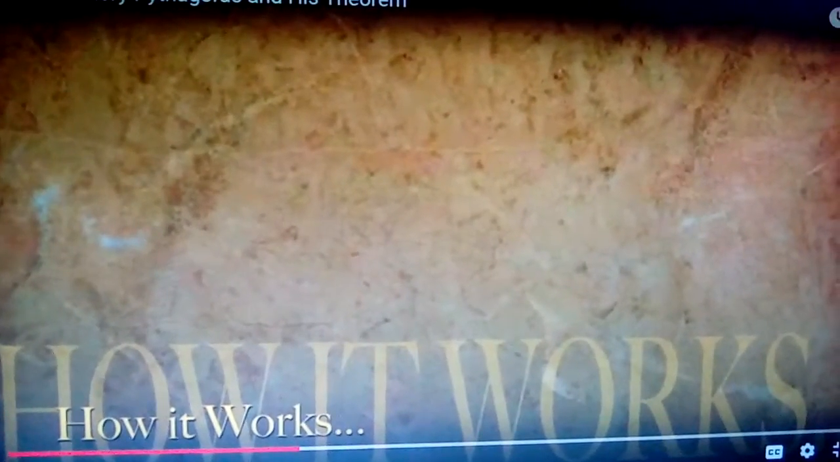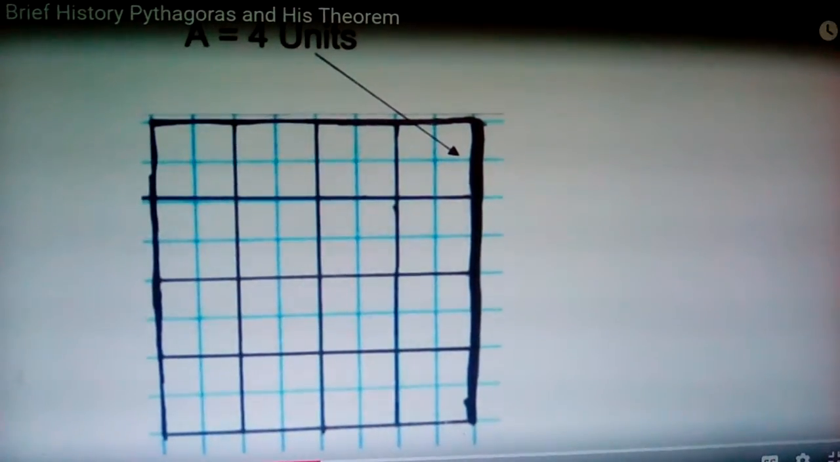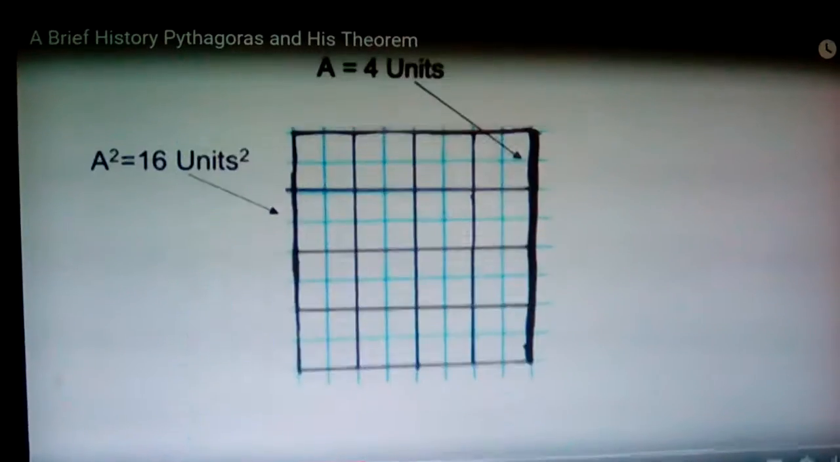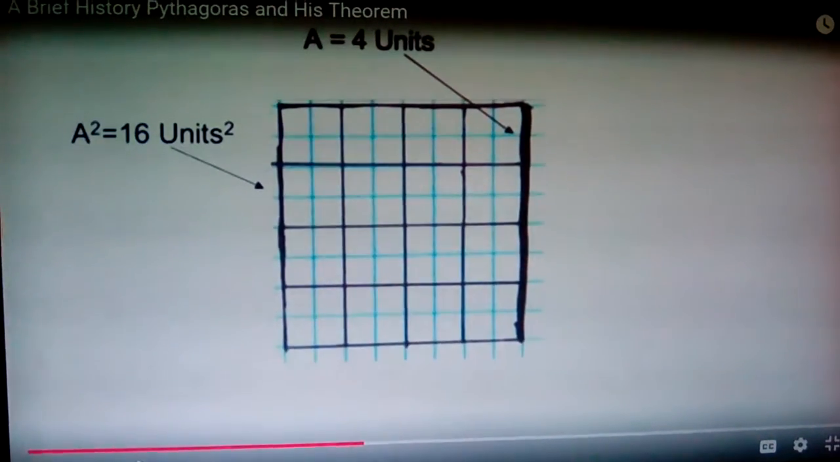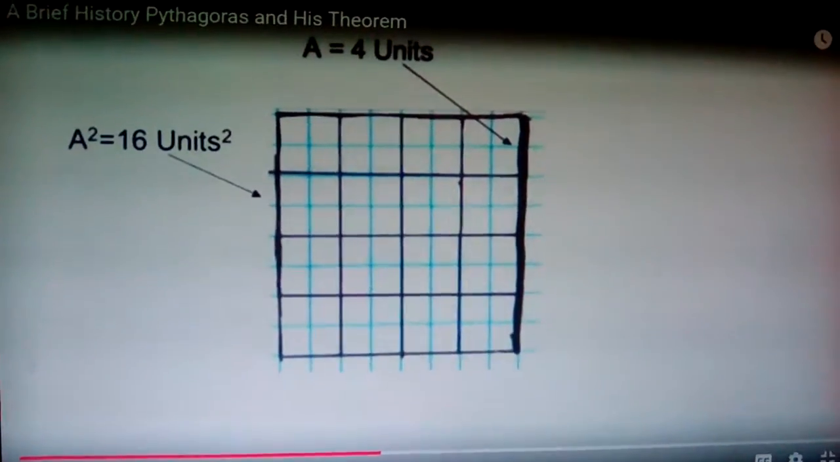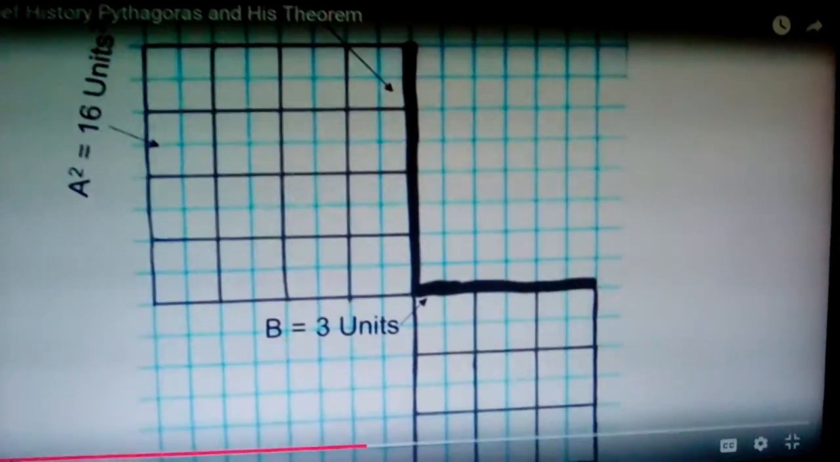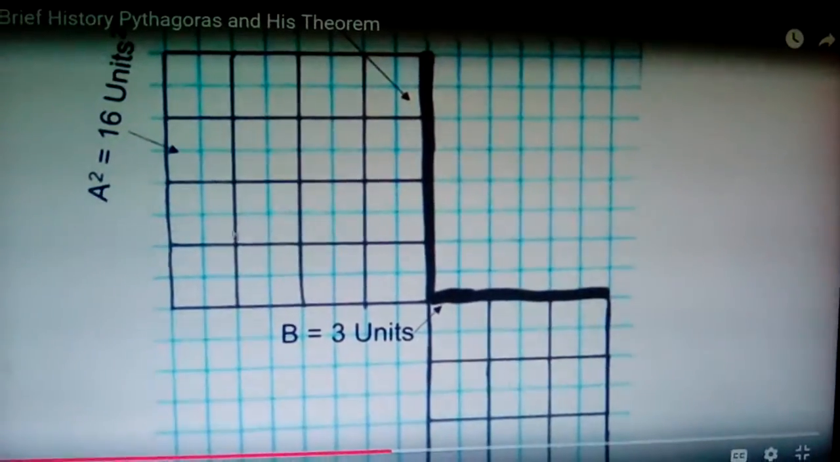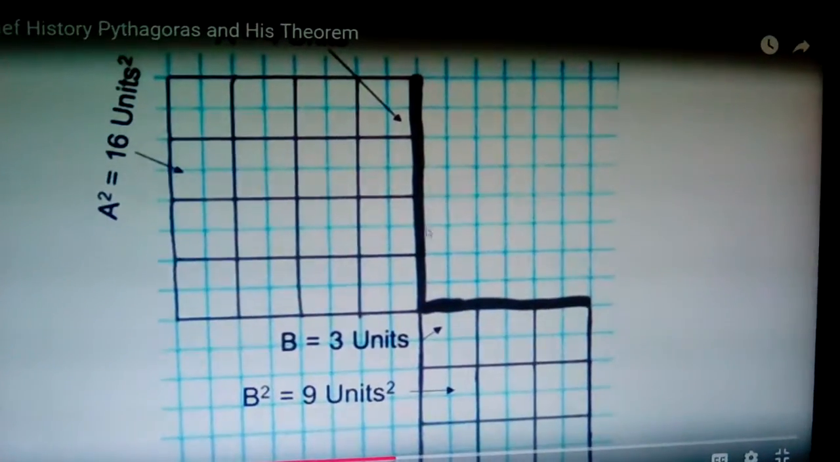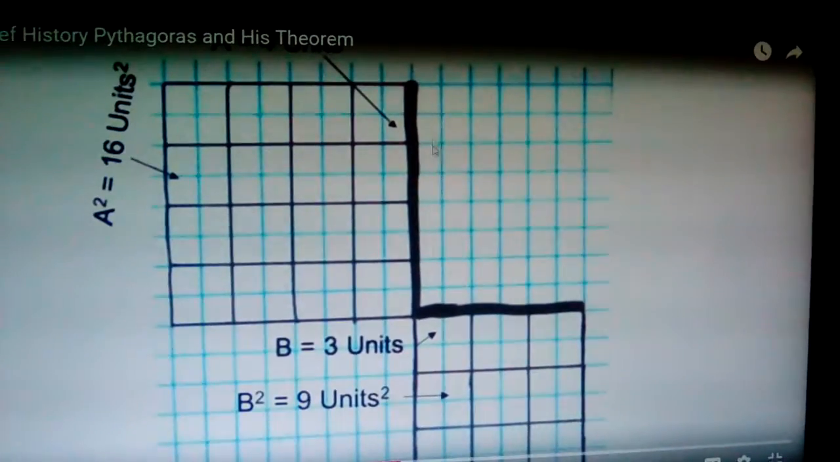Now that you know a little bit about the history, let's take a look at how it works. We'll start by drawing a right triangle, that is one where two of the sides come together to form a right angle. In our example, side A is 4 units long. This means a squared will be equal to 16 square units. Next, we'll draw side B. This side will be 3 units long, making b squared equal to 9 square units. It's important to notice that these two sides come together to form a right angle, so they're called the legs.